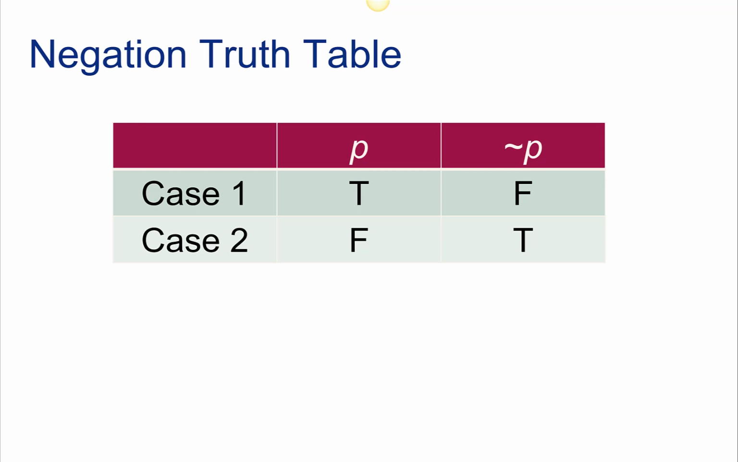The simple statement P can be true, in which case the negation of P would be false, or case 2, the simple statement P is false and the negation of P is true.